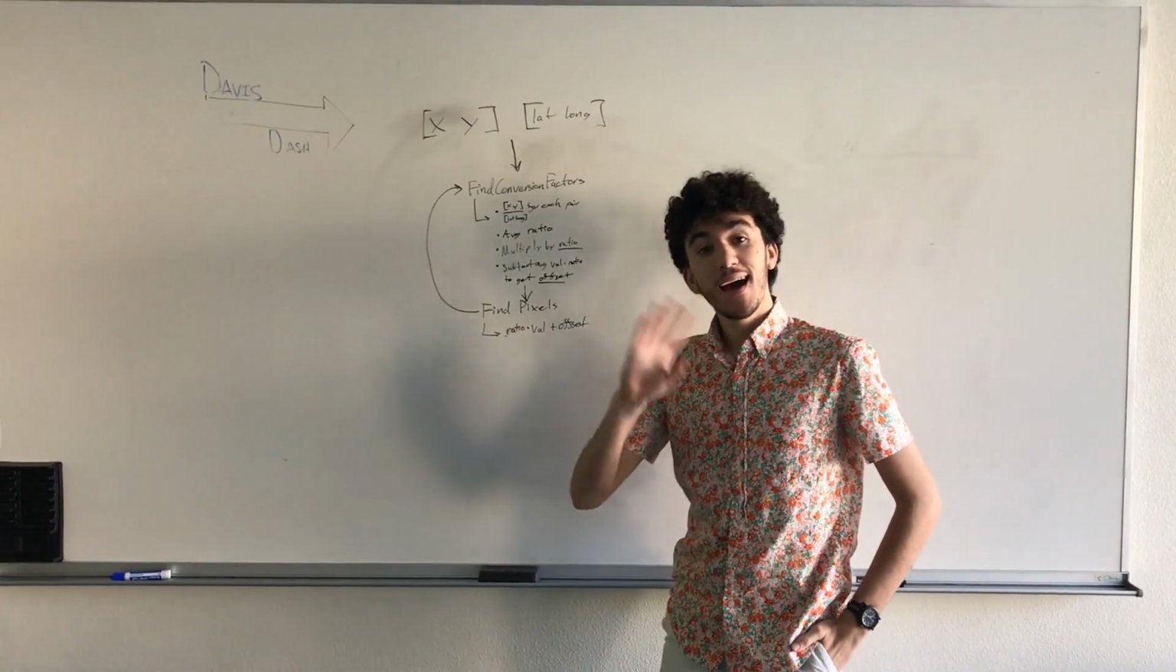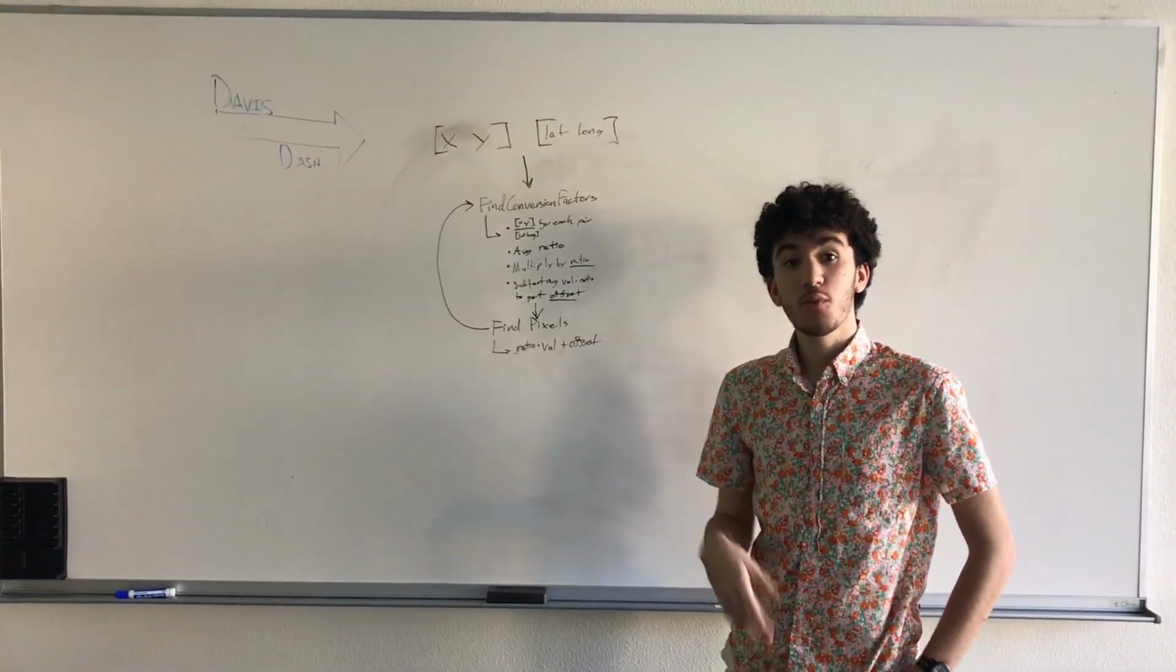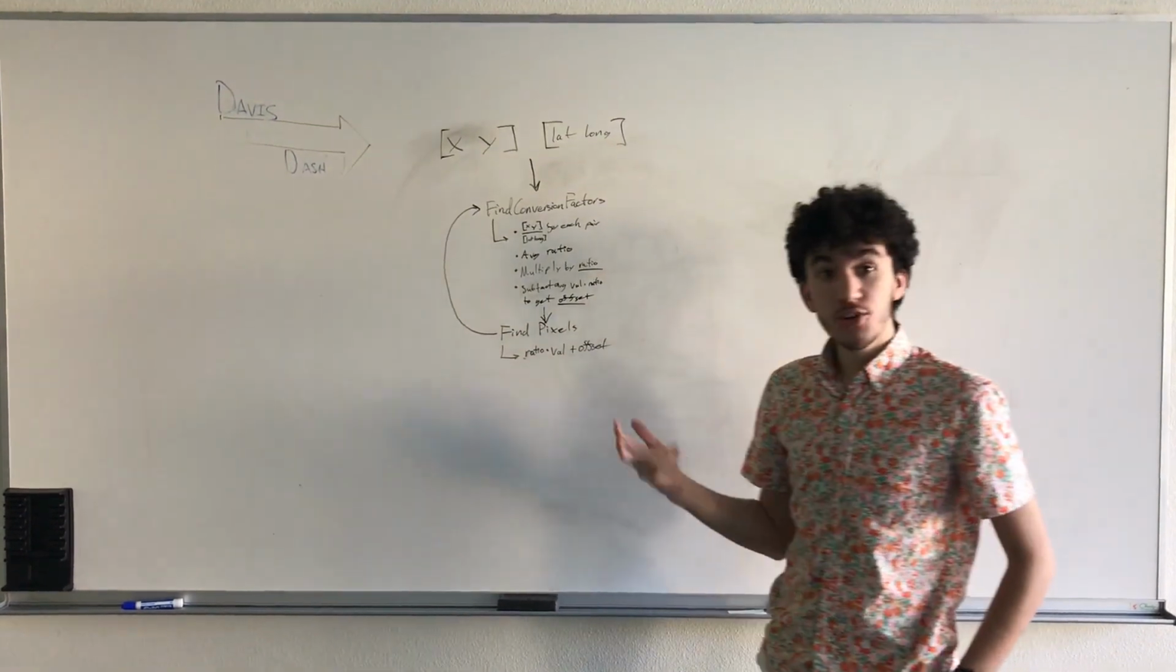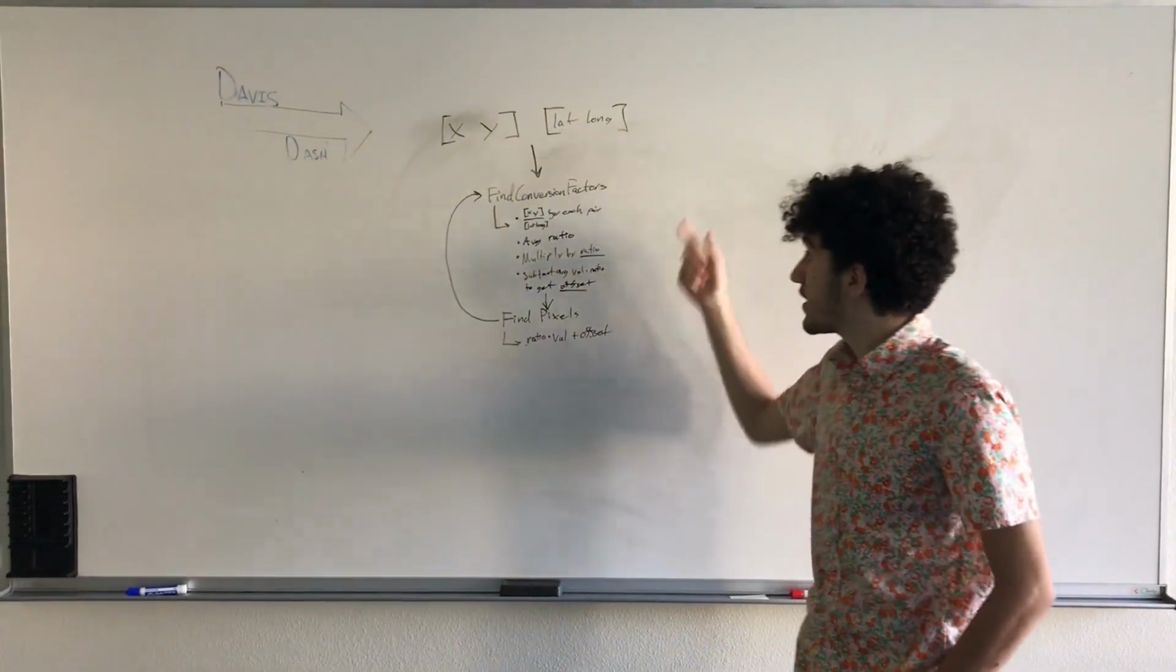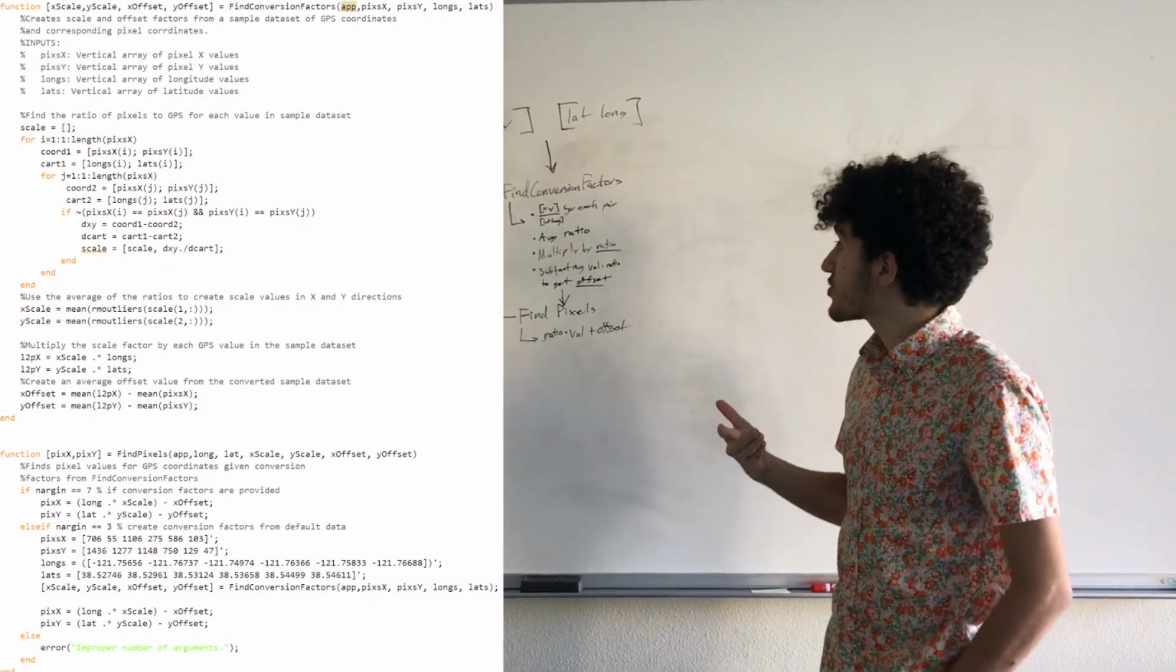Cool. Hi, I'm Harrison Bolton, and I'm here with DavisDash, and I'm going to show you how the ratio finder approach works. So ratio finder consists of two methods. We have find conversion factors and find pixels. First off, I'll start by showing you find conversion factors.